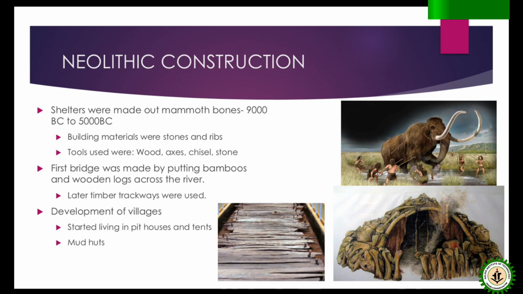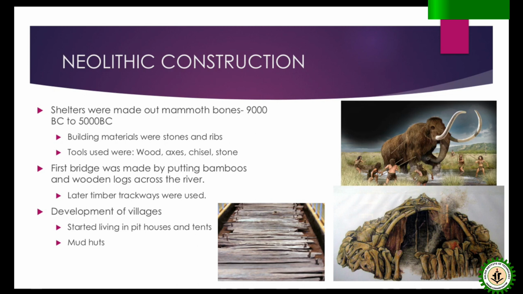Neolithic construction. Neo means new, lithic means stone, new stone age. This was the stage where human beings used to hunt, and then the remnants of animals like mammoths, you can see here, this is the mammoth, a giant elephant. They used to hunt it, and then the bones of the mammoth they used for construction of houses. So this is mammoth bone construction. This is the very first construction by human beings. This was done around 9000 BC to 5000 BC. Building materials used were stones and the ribs and bones of huge animals.